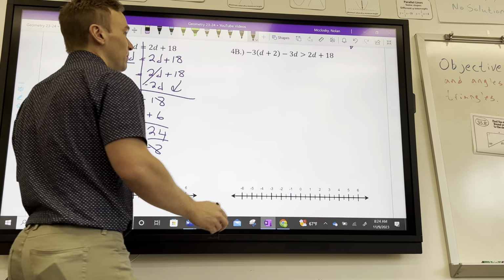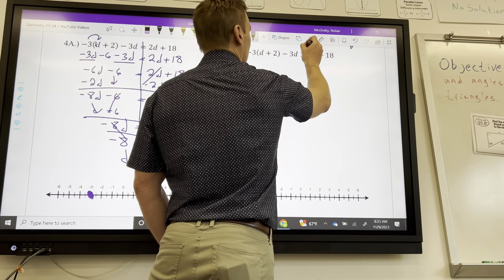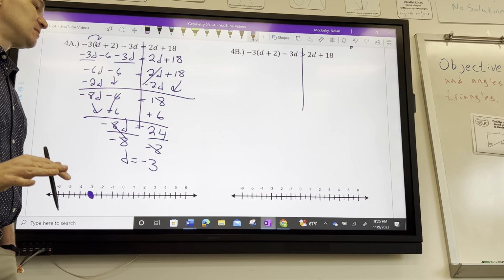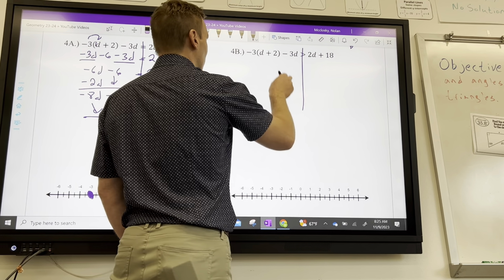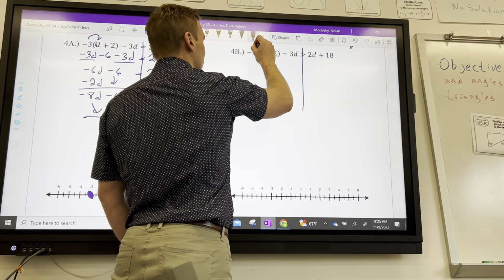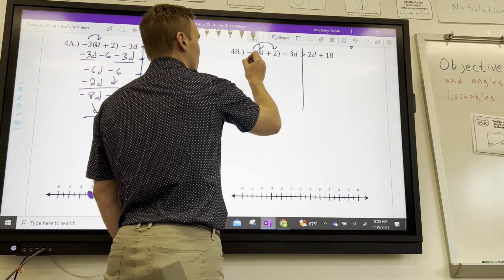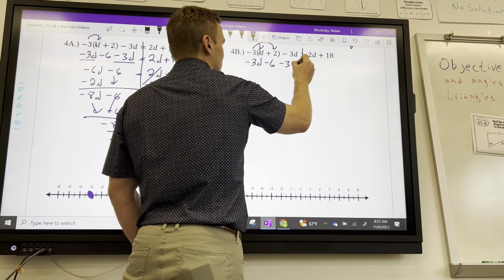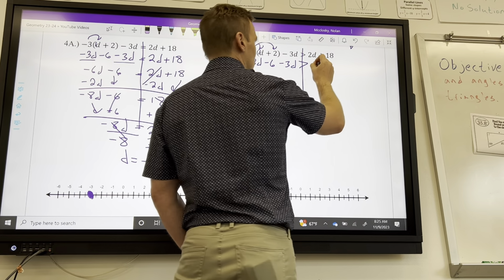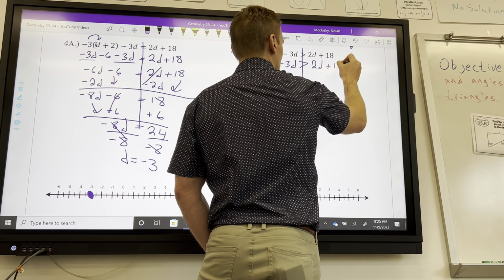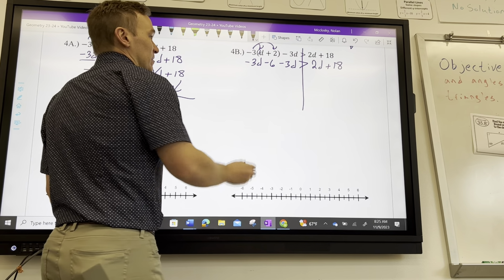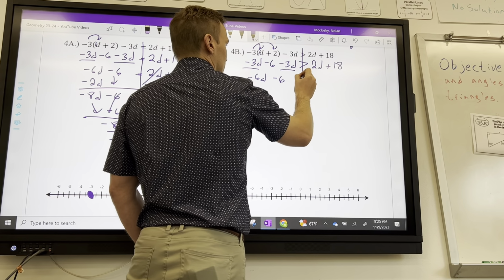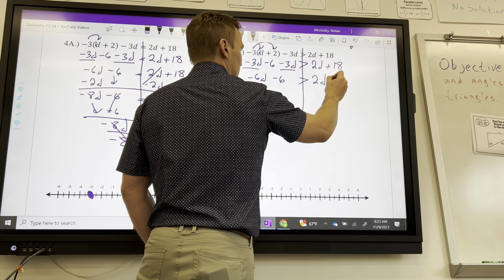Okay, now number 4b, we've changed the equal sign to a greater than sign. So this means the number line part is going to be slightly different. The solving the equation part is going to be exactly the same. So negative 3 times 1 and negative 3 times 2, that's negative 3d minus 6. The minus 3d drops. The greater than sign drops, 2d plus 18 drops. Then we combine like terms, negative 3d and negative 3d is negative 6d. The minus 6 drops, the greater than sign and the 2d plus 18 all drop.